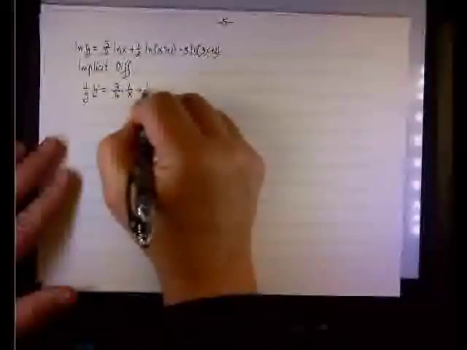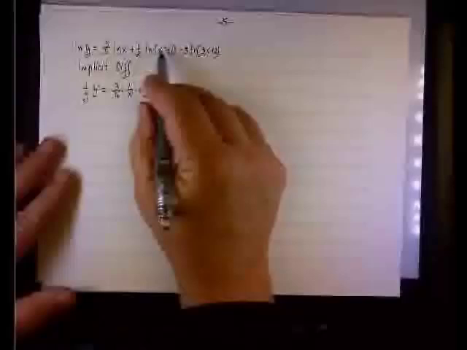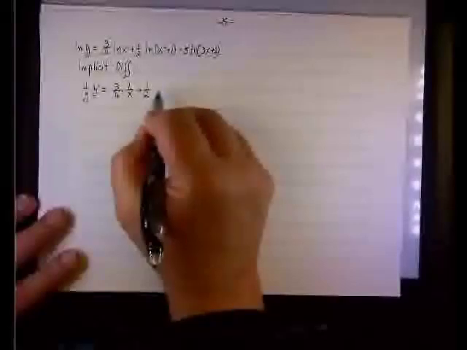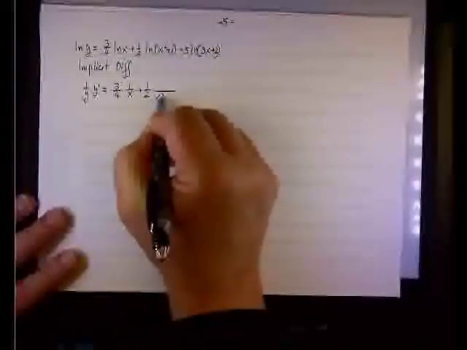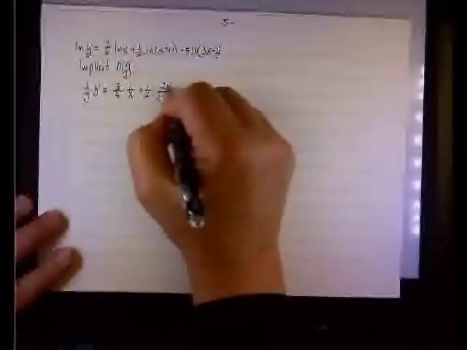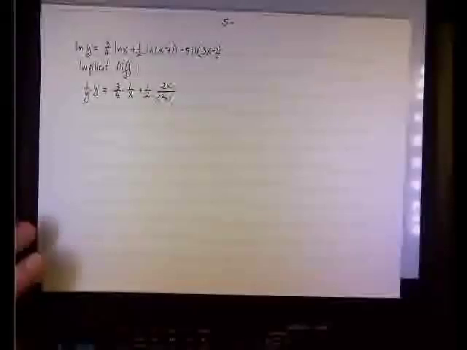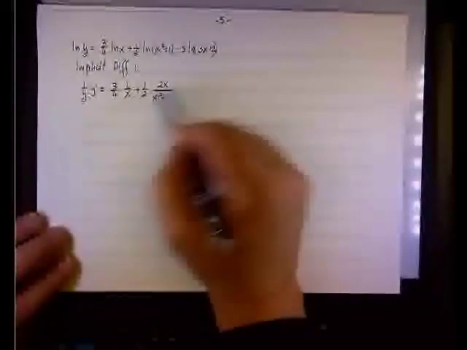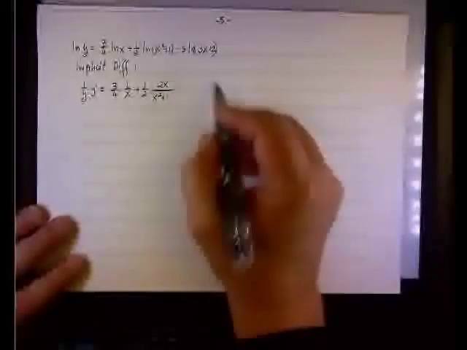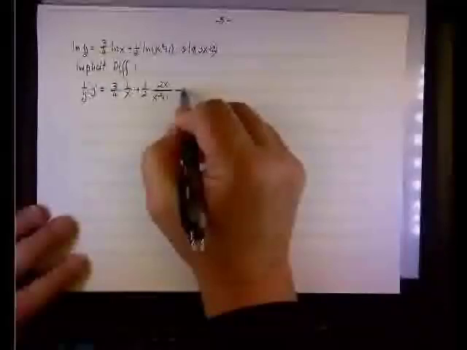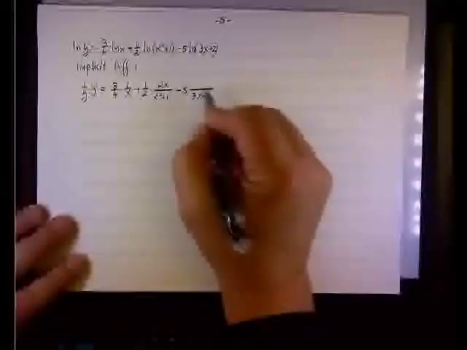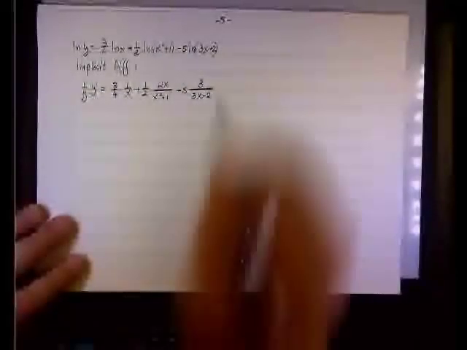And then plus 1/2 times the derivative of this one, right? The derivative of the natural log of x squared plus 1 will be 1 over x squared plus 1, but then we need to take the derivative of x squared, which is 2x, and that will be on top. So the 2 on top and the 1/2 are going to cancel each other. And then we have minus 5, again 1 over 3x plus 2, but then the derivative of 3x is 3.